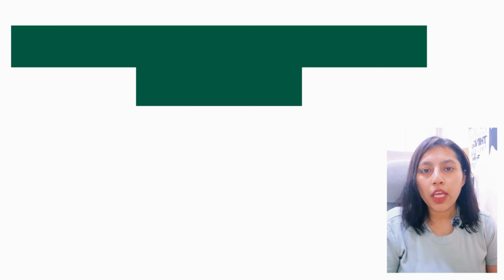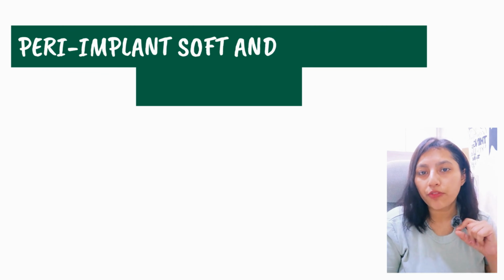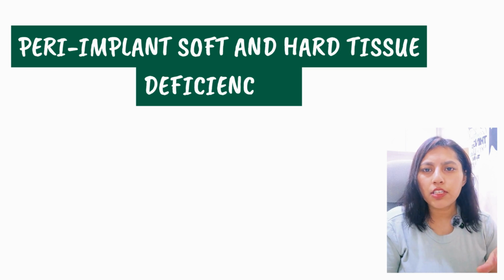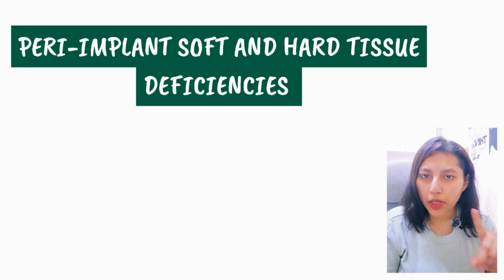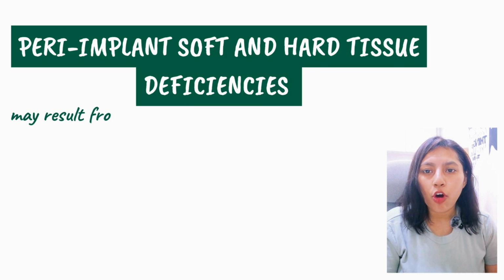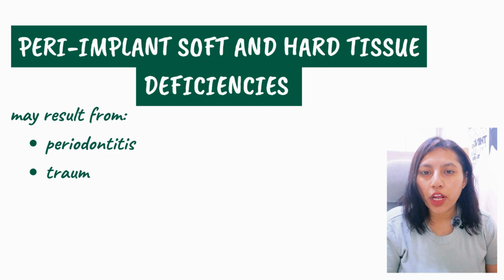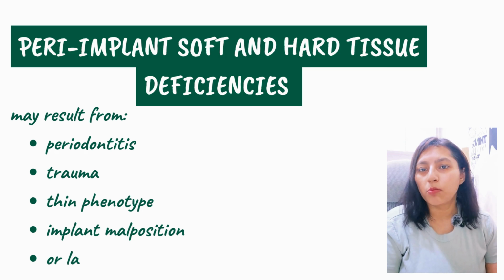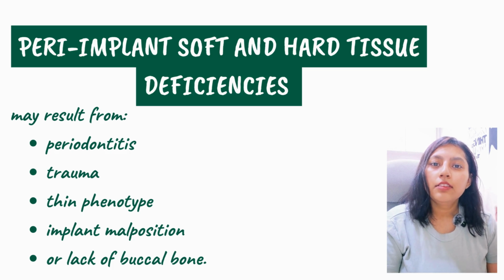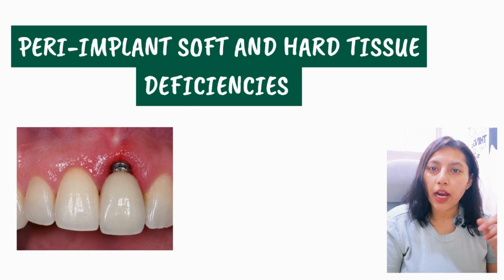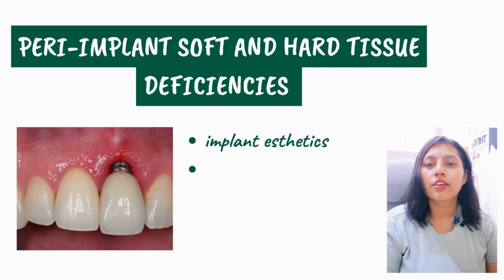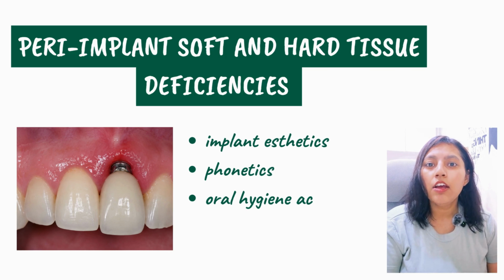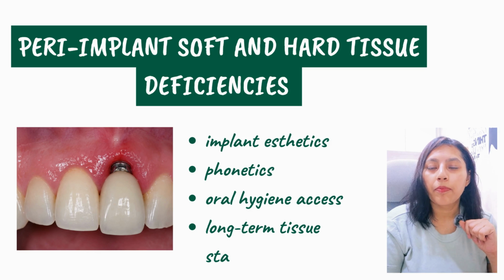The classification also includes peri-implant soft and hard tissue deficiencies. These deficiencies may result from periodontitis, trauma, thin phenotype, implant malposition, or lack of buccal bone. Clinically, these deficiencies may compromise implant aesthetics, phonetics, oral hygiene access, and long-term tissue stability.